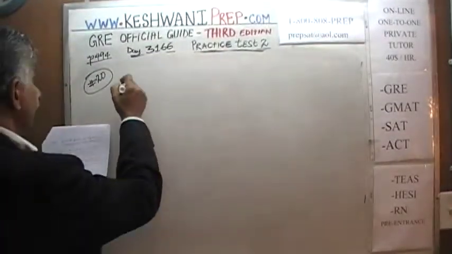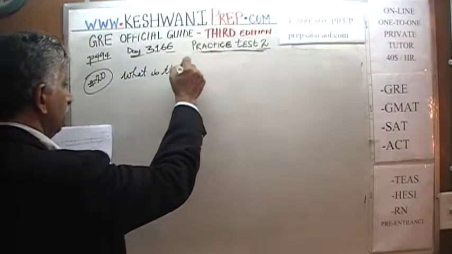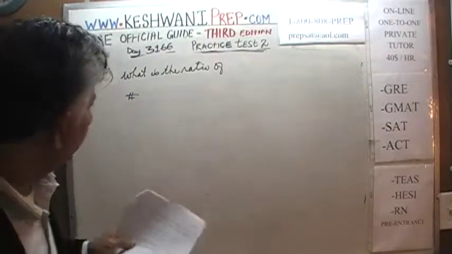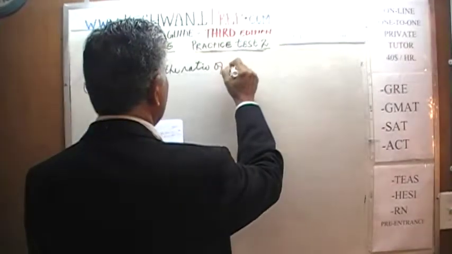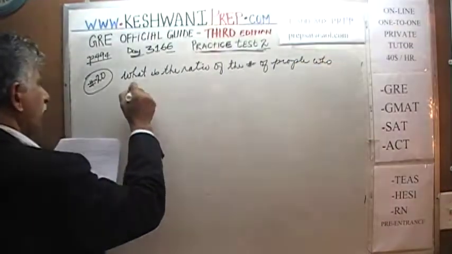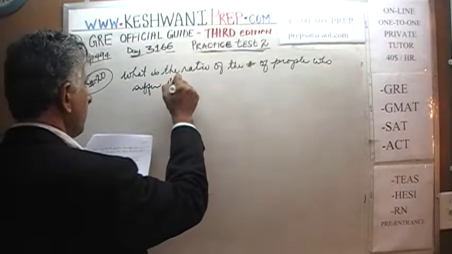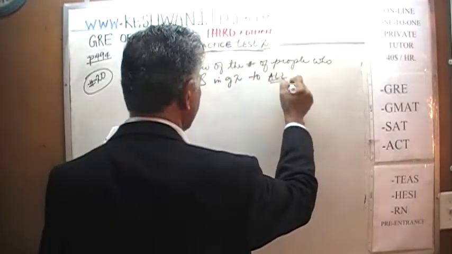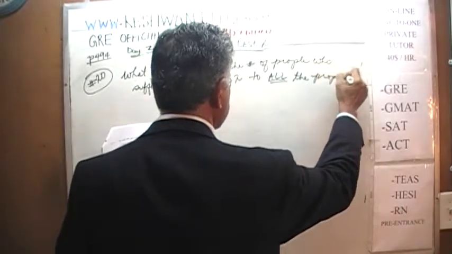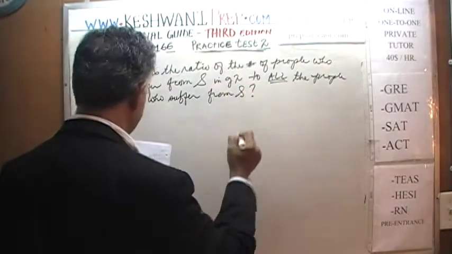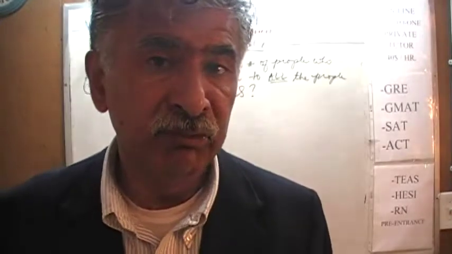In number 20, we are looking for the ratio. It says, what is the ratio of the number of people who suffer from sneezing in group 2 to all the people who suffer from sneezing. And when we say all the people, of course, it only simply means the two groups, because we only have two groups.